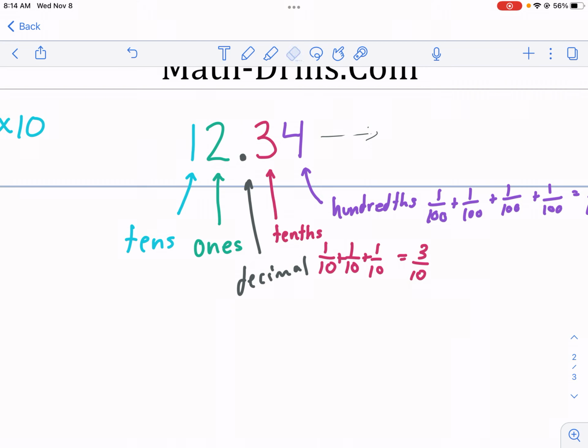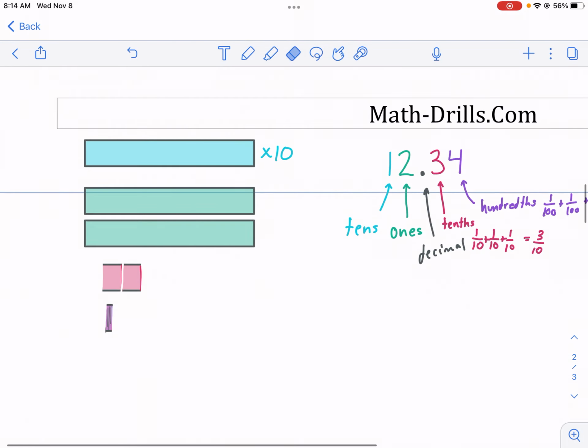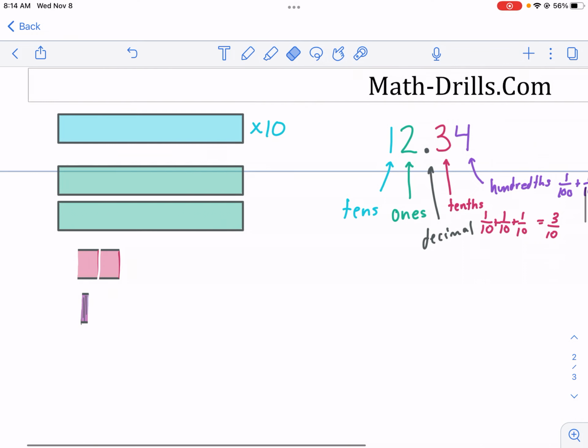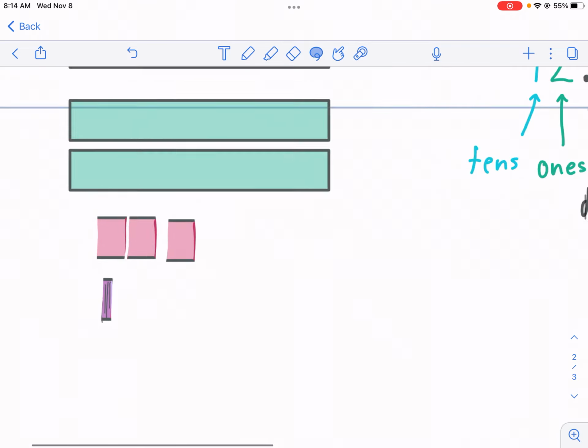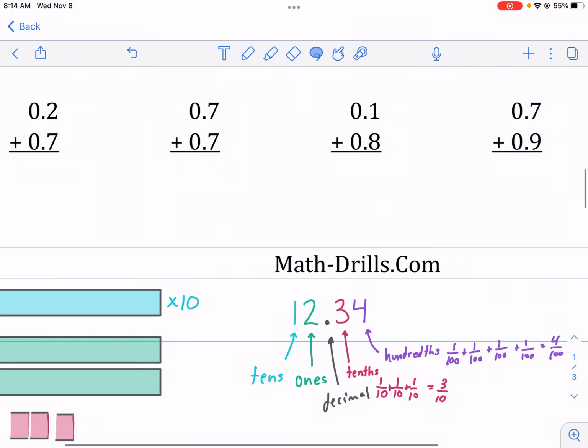That's the kind of cool thing about math. But that's the basic visual representation of what this number looks like. 12, we'd have 10 of those, 2 of those big green ones. I don't know what happened. Oh, I deleted one of my tenths. Let me put it back up. And then 4 of those little hundredths. Okay, so that's what it would look like visually.